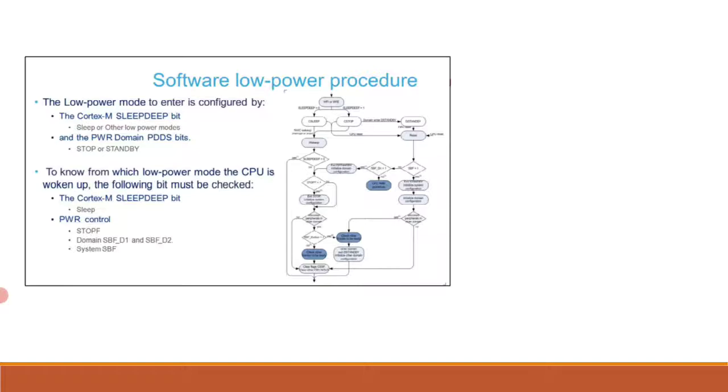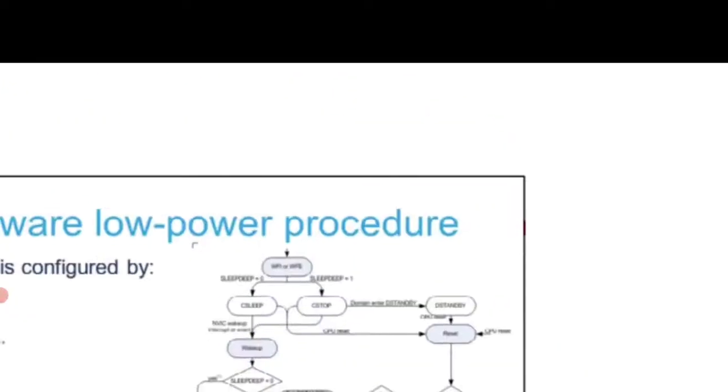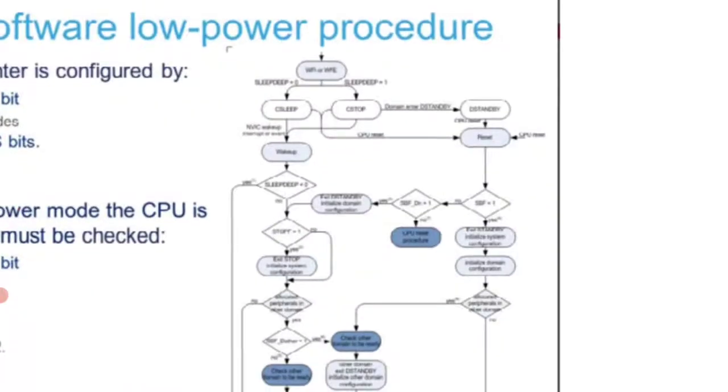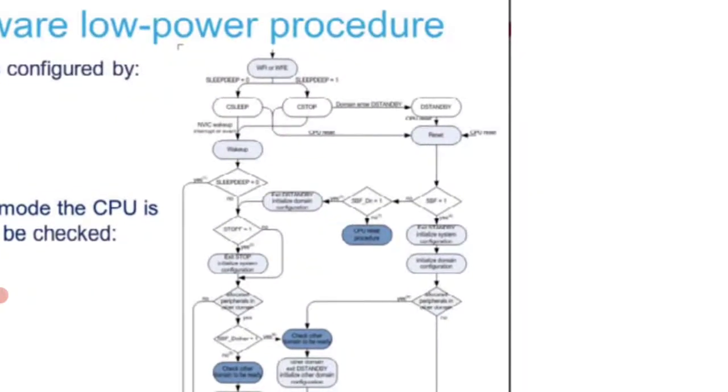From C-sleep mode, the CPU will always wake up through an interrupt or event. In this case, the Cortex-M deep sleep bit is 0. Have a look at this. This is how it is.